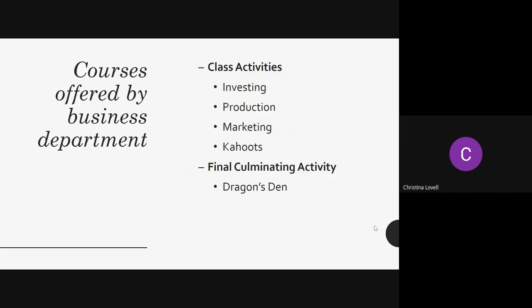Our final culminating activity is Dragon's Den. This year we had a variation, Make Your Pitch, very similar to the Dragon's Den without the financial component. Both the grade 9 and 10 courses don't have an exam, they just have a culminating activity.